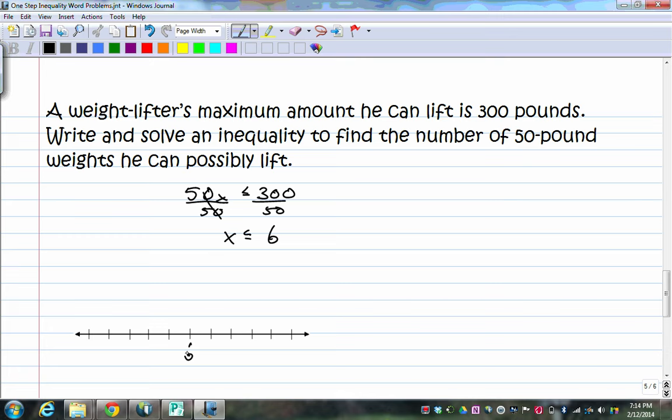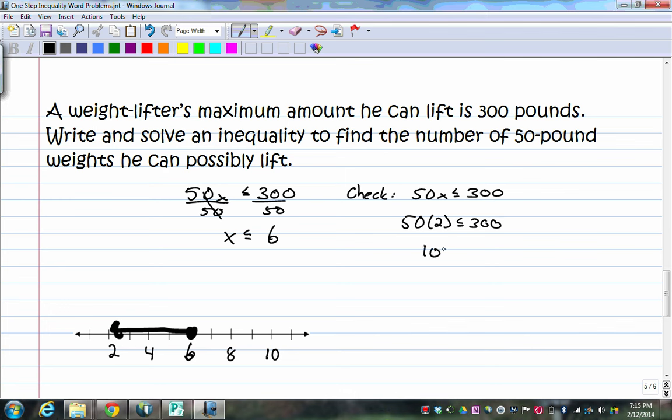So I'll come down here, 6, 8, 10, 4, 2, and it's less than or equal to, so it'll be filled in. It's going to point to the left. And my check, I have 50x less than or equal to 300. I have to pick something that is less than or equal to 6. So why not pick something that makes the math easy? 2 is in my solution. 50 times 2 is less than or equal to 300. 100 is less than or equal to 300, and it works.